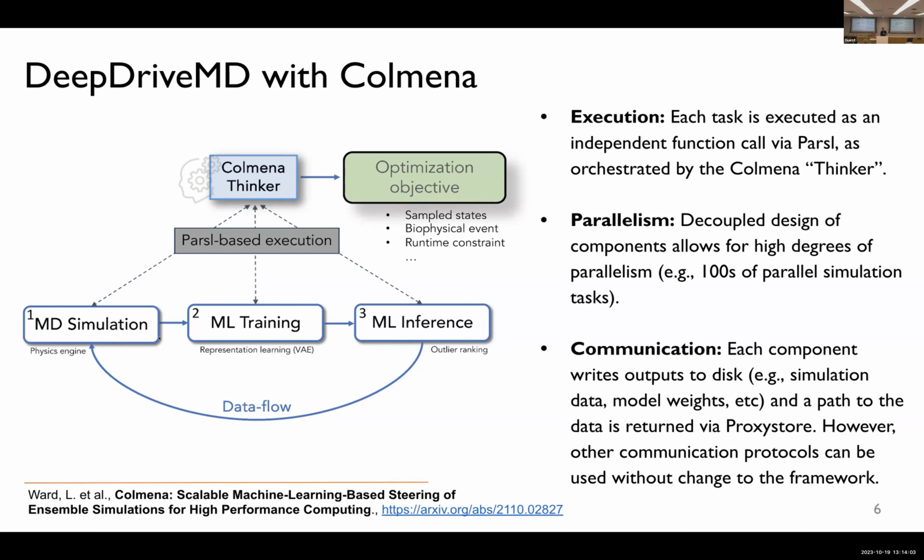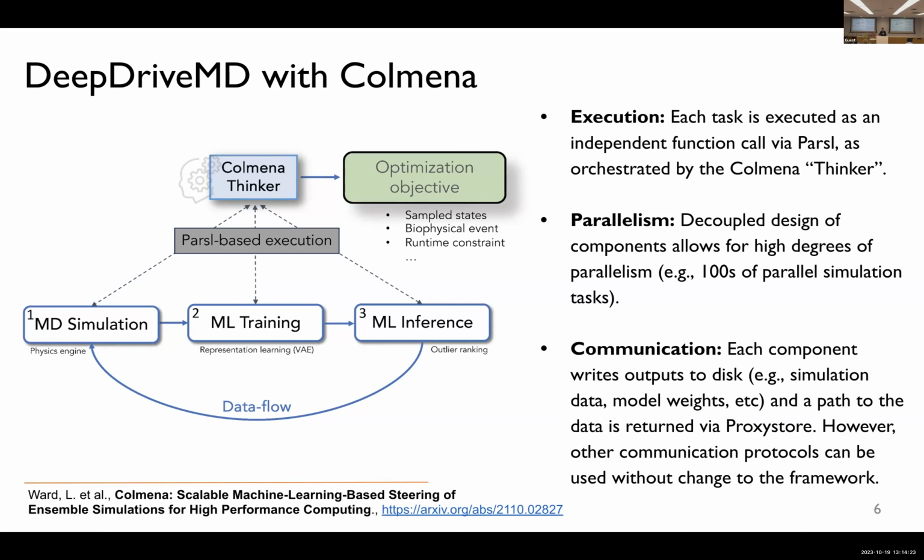You have your physics engine, it's streaming data or writing data to disk, which is then read by the training task periodically. Once the models are trained, the weights are written, those weights are read in for the inference task, and then the inference feeds the next set of simulations. And these are all coordinated through that Colmena thinker process.